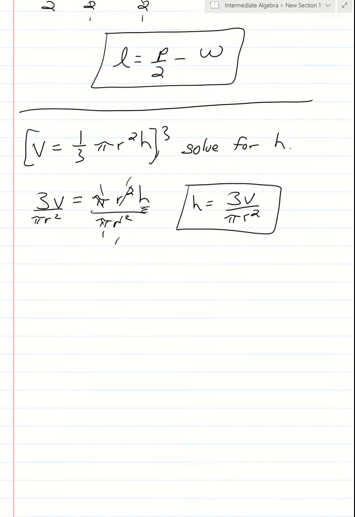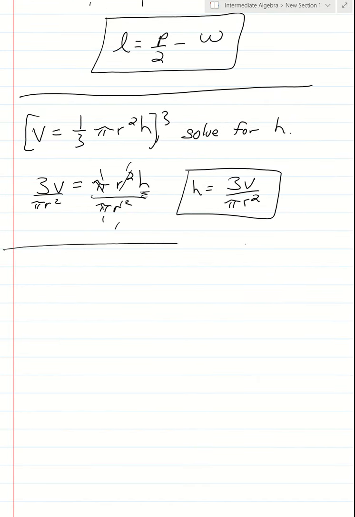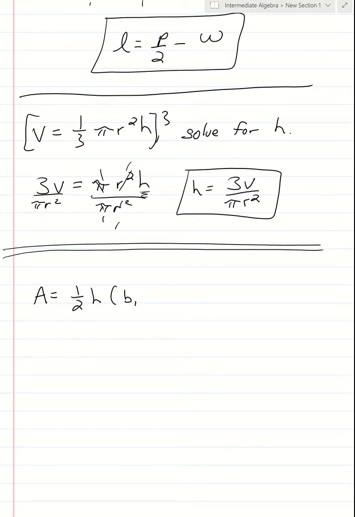Let's just try one more, okay? A little bit more challenging. Also a formula from geometry. The formula is that A equals 1/2 h times b sub 1 plus b sub 2. Okay, here's a very well-known formula. You've probably seen it before. It's the formula that we use to find the area of the two-dimensional shape of a trapezoid.